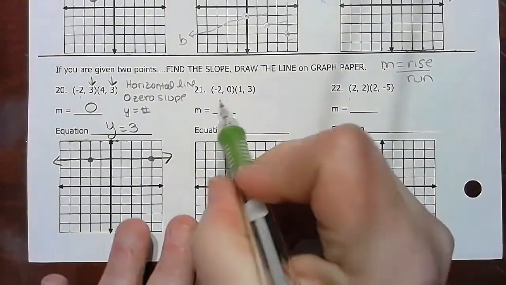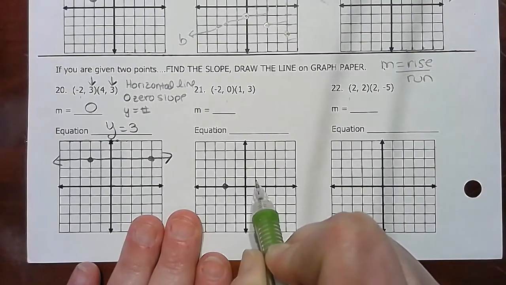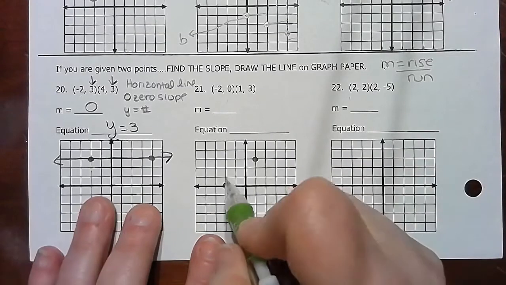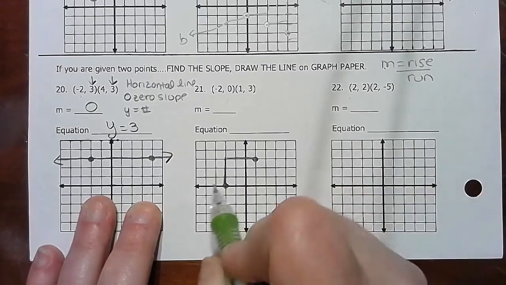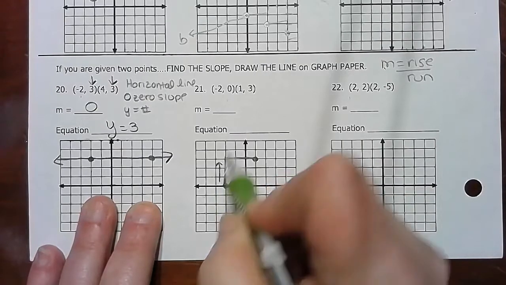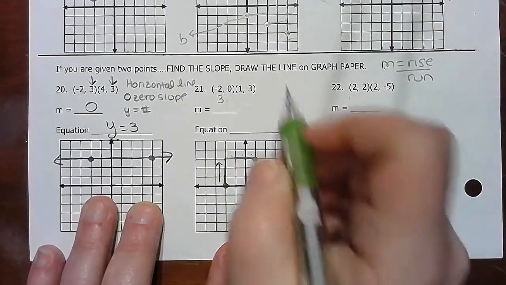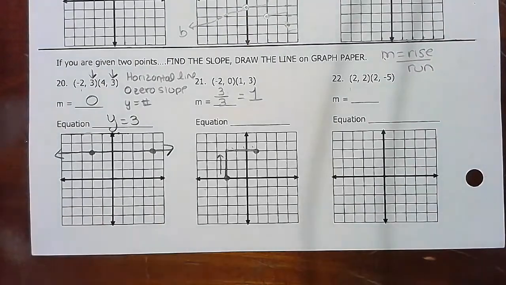Now let's do this next one. We got negative 2, 0, and 1, 3, 1, 2, 3. Okay, so we're going to do rise over run. So I draw a little step and I go up 1, 2, 3. So it's up 3, and I go over 1, 2, 3, over 3, right? So my slope is 1.